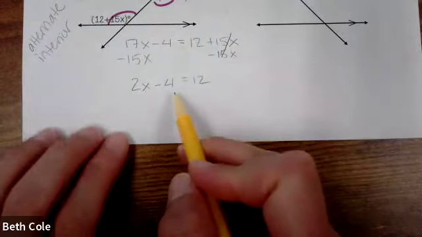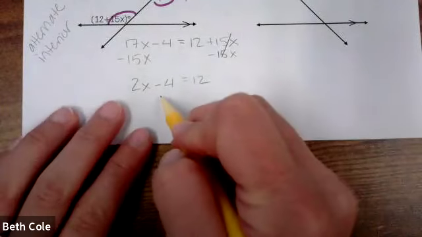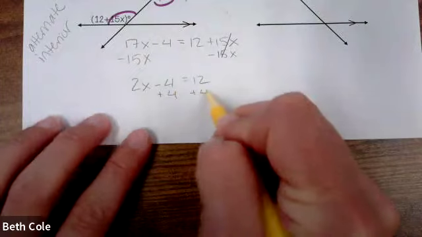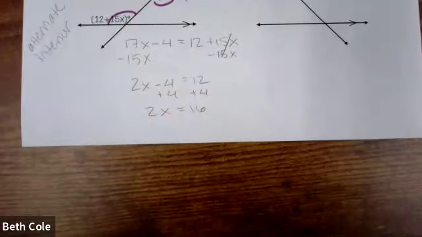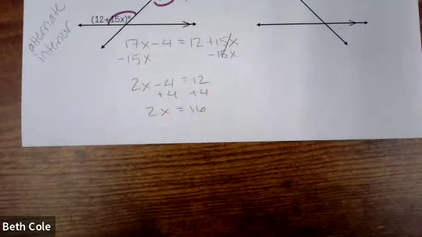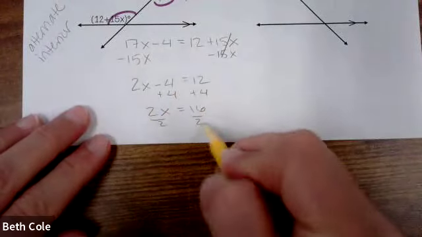All right, and then what would we need to do here? Add 4, good job. So that'll be 2x equals 16. 12 plus 4 gives you 16. And then divide by 2, you get 8. Lovely.